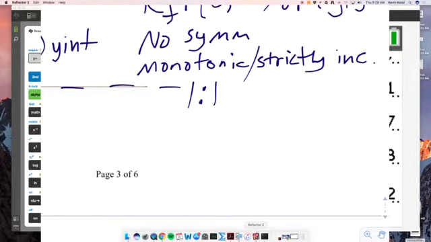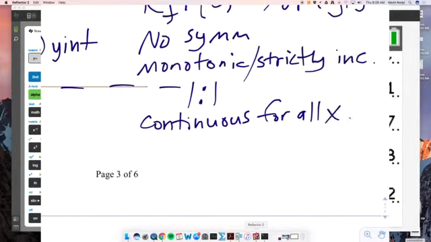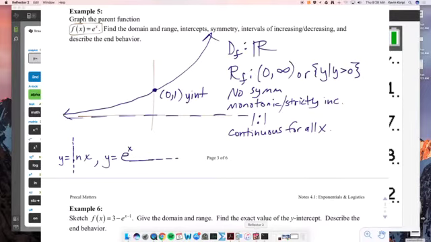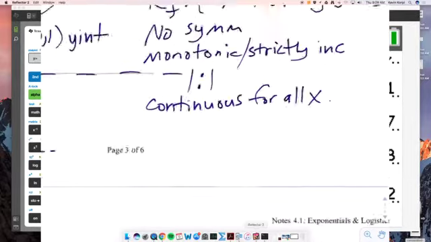Let's go ahead and say this also. It is also continuous for all x. That's nice. It's a continuous function. So anytime you have a continuous function that's monotonic over its domain, it's going to be 1-to-1. And then the end behavior.